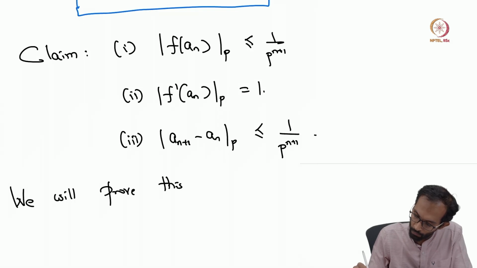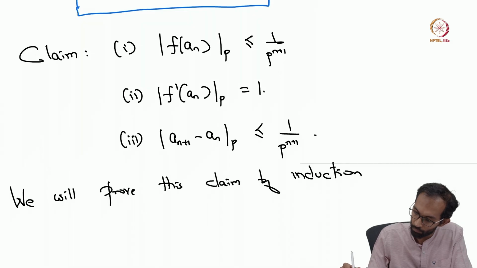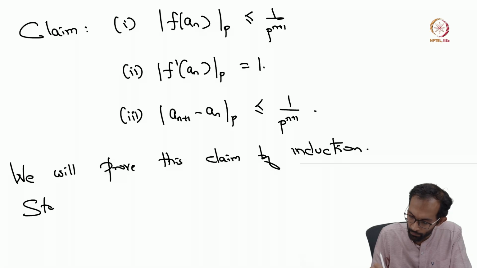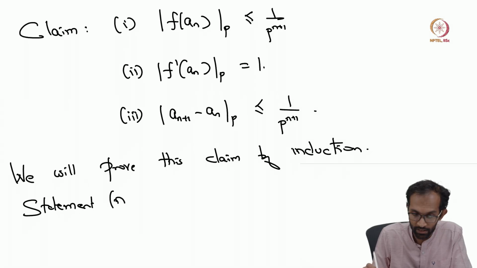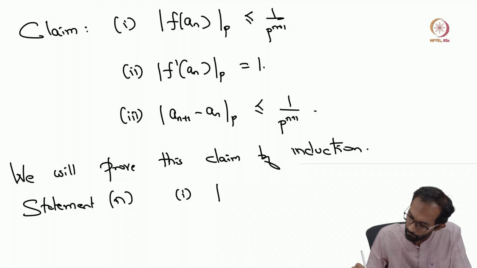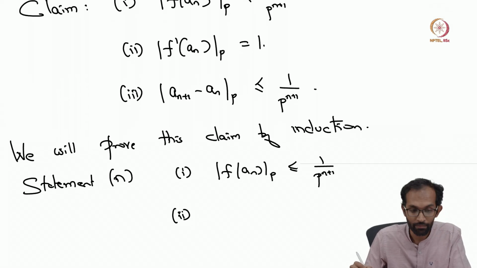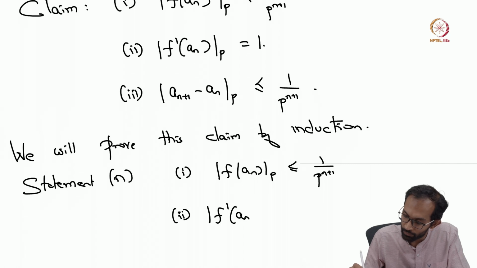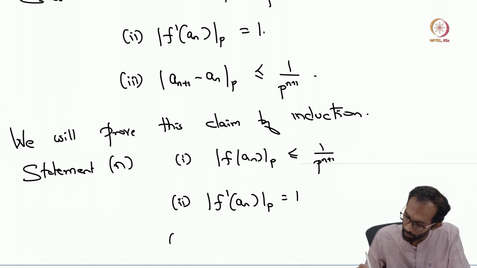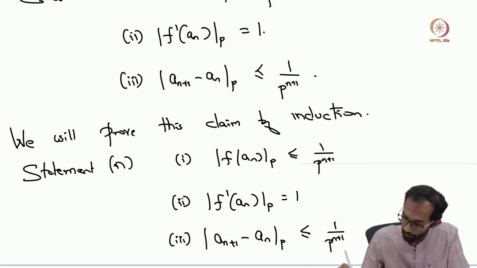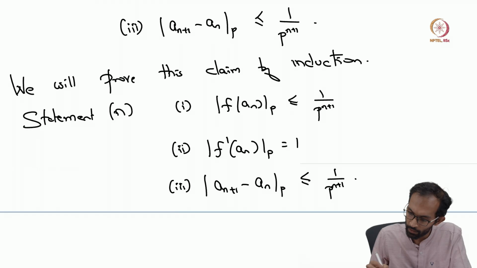by induction. Okay, so we have the statement n. So these three statements, I'll just repeat. One's about the p-adic absolute value of the evaluation of f. One is about the p-adic absolute value of the derivative. And one is about the p-adic absolute value of the successive differences of the approximations. Okay. And so what's the base case?